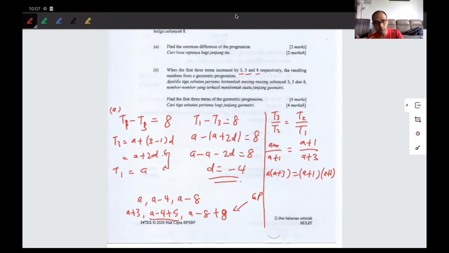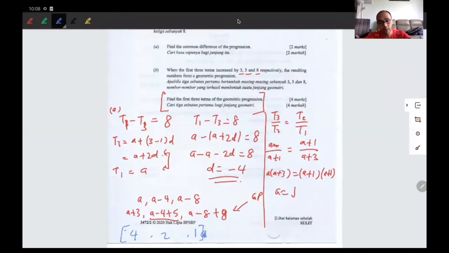What you will get is A equals 1. That's the value of A, it's not the first term. They are asking you to find the first 3 terms of the geometric progression. So the third term is 1. The second term is 1 minus 4 plus 5, which is 2. And A plus 3, 1 plus 3, is 4. So the final answer is 4, 2, and 1.